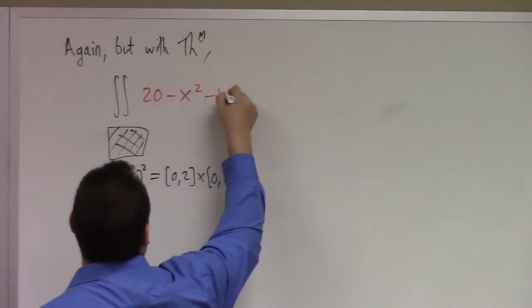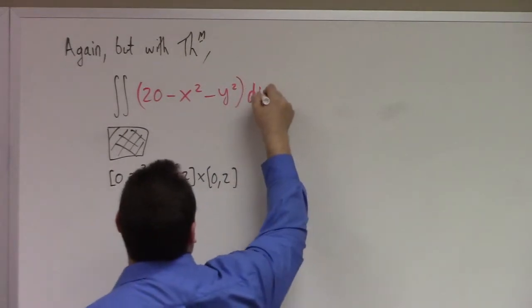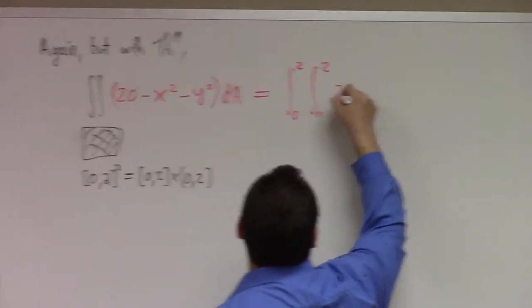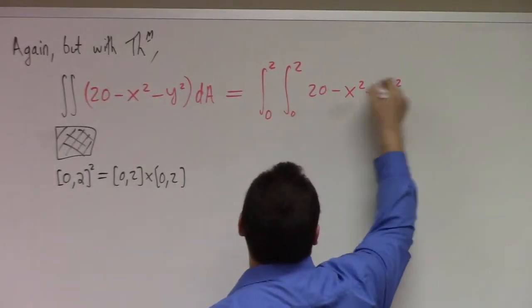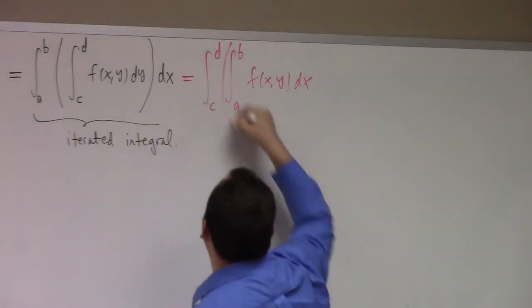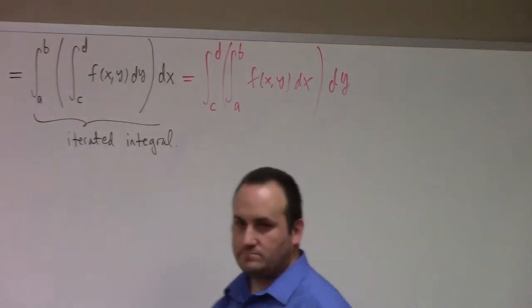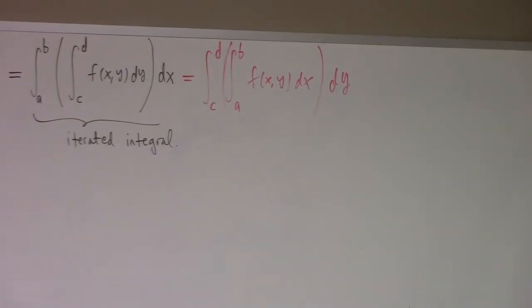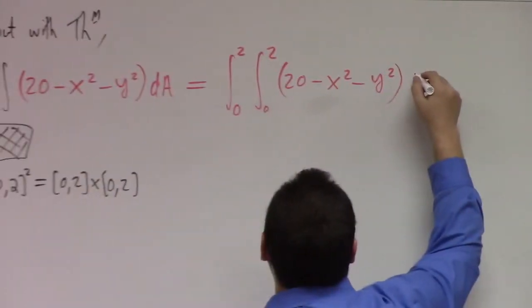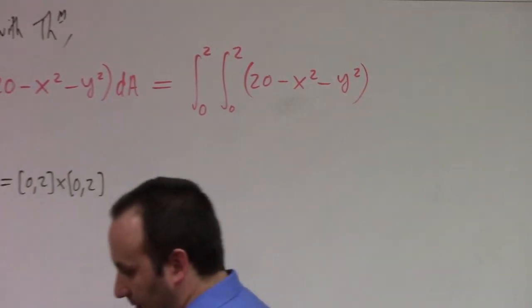20 minus x squared minus y squared dA. So allegedly that's the integral from 0 to 2, the integral from 0 to 2 of 20 minus x squared minus y squared. And I wrote it over here as dy dx. By the way, the theorem also says that you could do it this way. You got choices, either x first or y first. Now, sometimes that's the difference between being able to calculate it or not being able to calculate it. All right, so what do you want me to do first, x or y on this one?